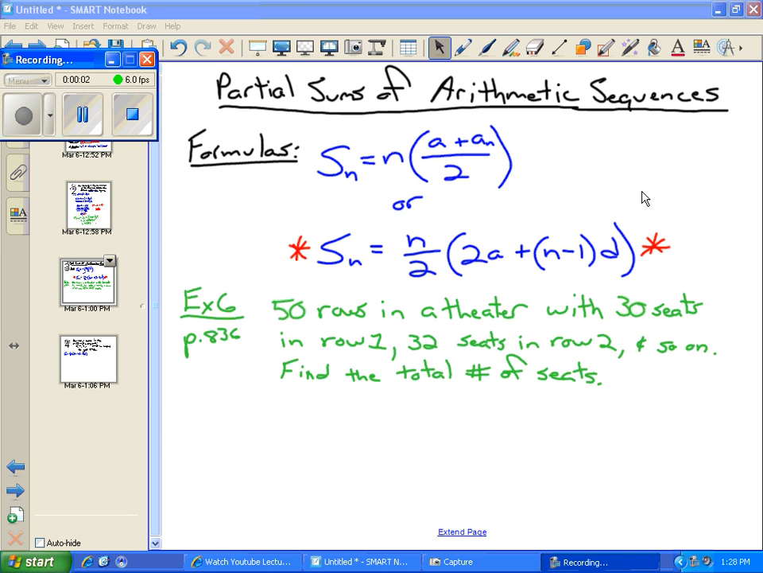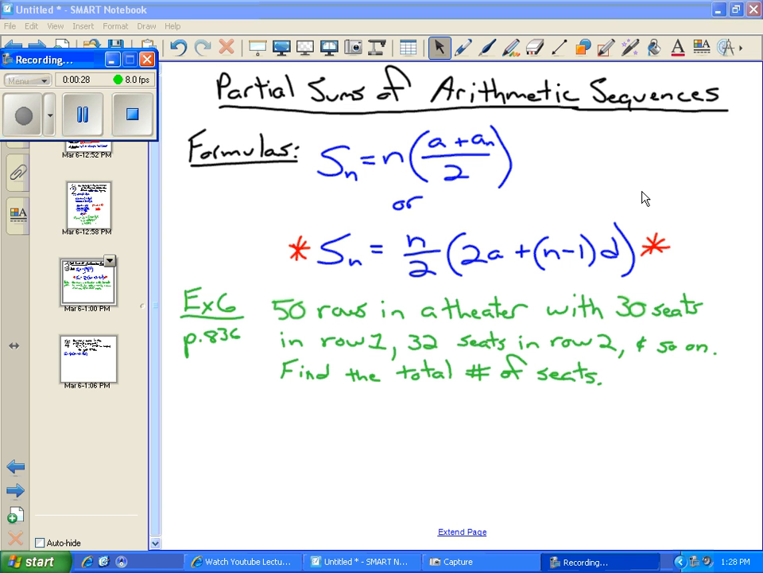All right, this is part 2 of our notes from section 11.2 on arithmetic sequences. Part 2 here, we're going to focus on partial sums of arithmetic sequences. And I'm just going to go ahead and give you the formulas. The book does go through a little bit more on how to derive these formulas, but for time, I'm just going to go ahead and give you the formulas here.